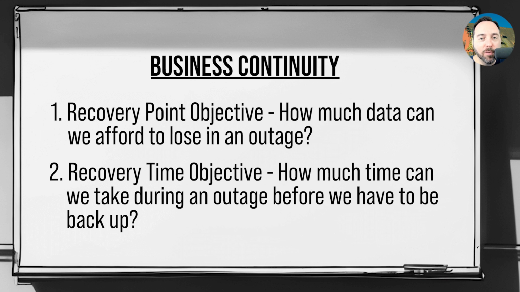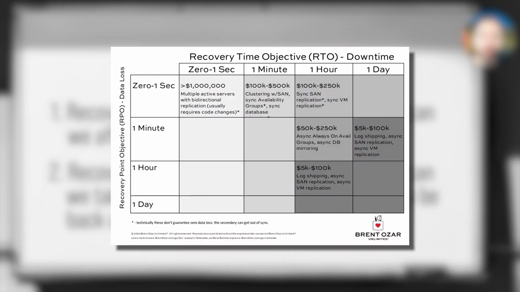One thing I like showing people is a simple but very effective chart from Brent Ozar covering RPO and RTO requirements and showing order of magnitude costing given certain objectives. I'll leave a link to where you can get this in the show notes.